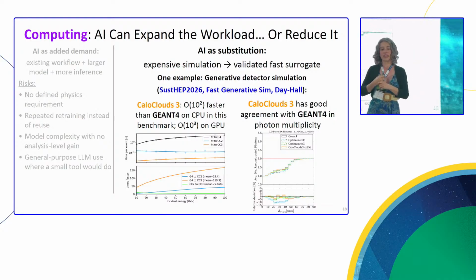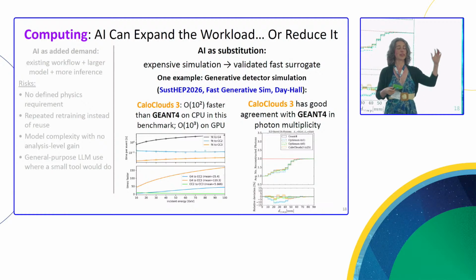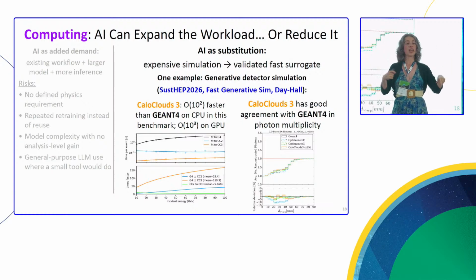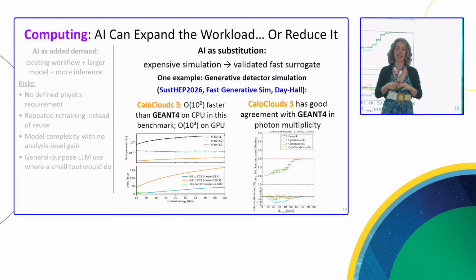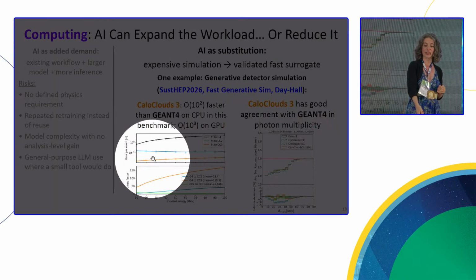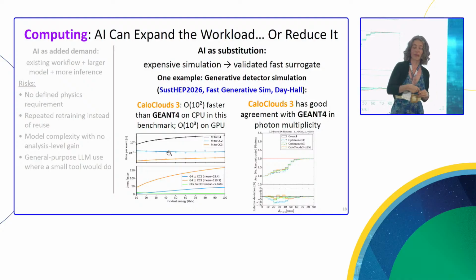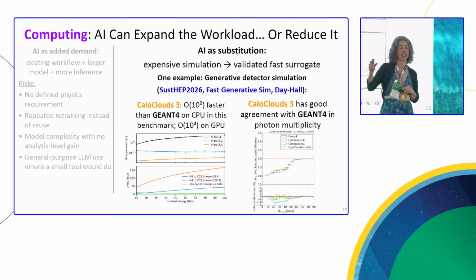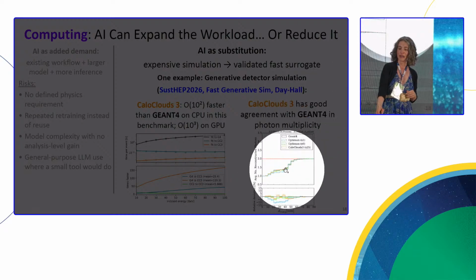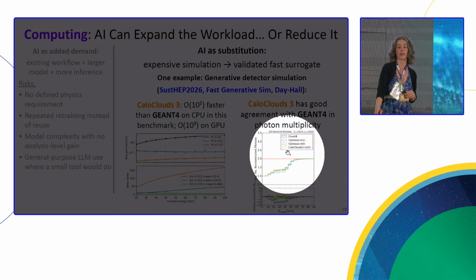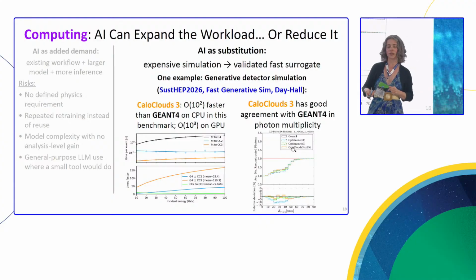Here, an example is using AI as substitution. Instead of having expensive simulation, you can have a validated fast surrogate. One example is from generative detector simulation that I took from a talk at the ICHEP conference. Basically, what they showed is that CaloClouds 3 runs up to 100 times faster than Geant4 on CPU with the benchmark they've chosen, and up to 1,000 times faster on GPU, while still maintaining good agreement with Geant4, for example in photon multiplicity, as that plot shows.